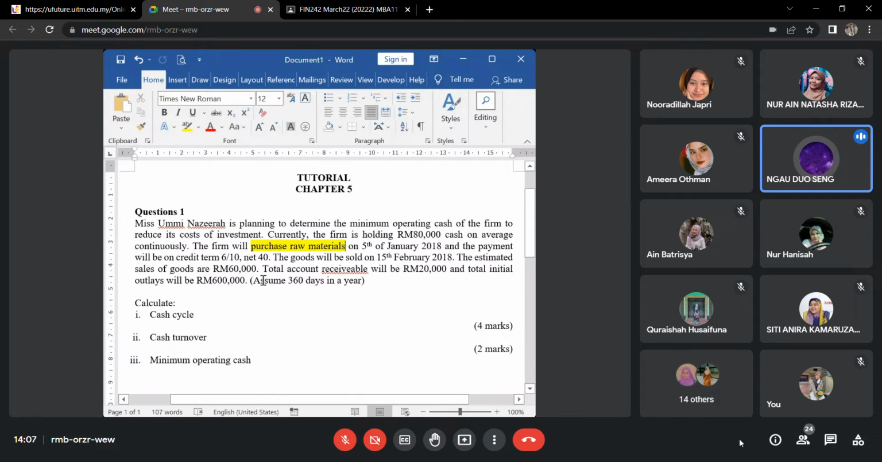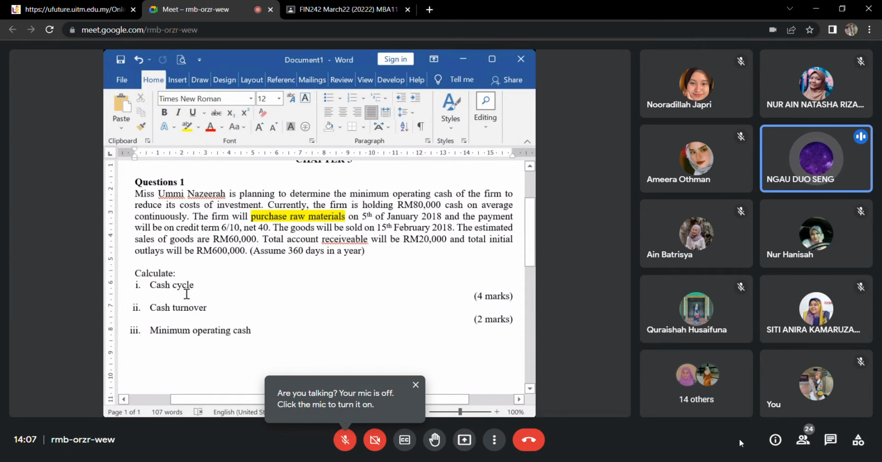If they do not give it, this one they did not give. Right, if they are not given, then we still assume 360 days. Okay, so if they say 365 days, then we use 365 days. If not given, then we use 360 days.